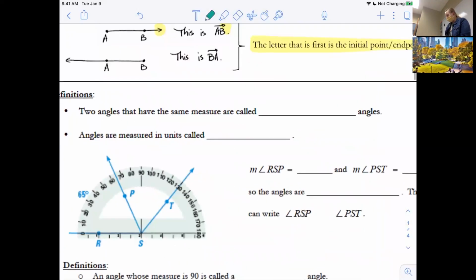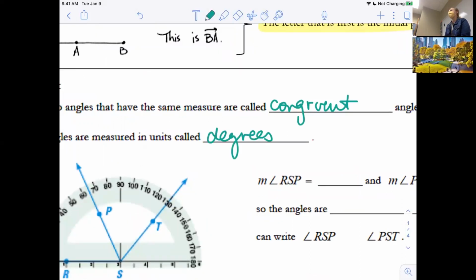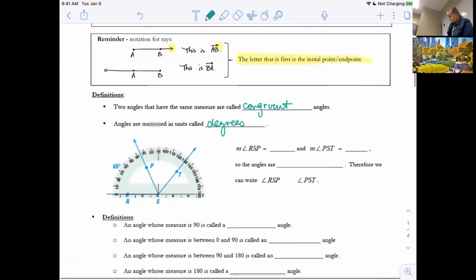Definitions. Two angles that have the same measure are called what kind of angles? Congruent. Angles are measured in units called degrees. When you get to pre-cal, I will teach you about radians, but we are not there today.